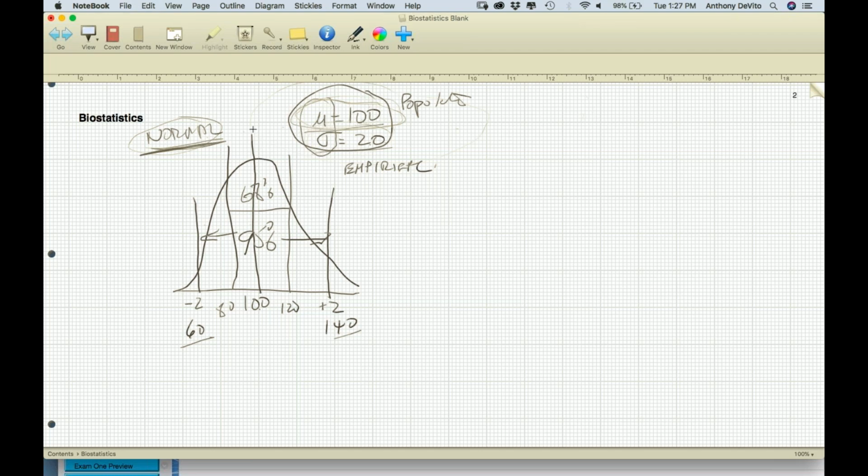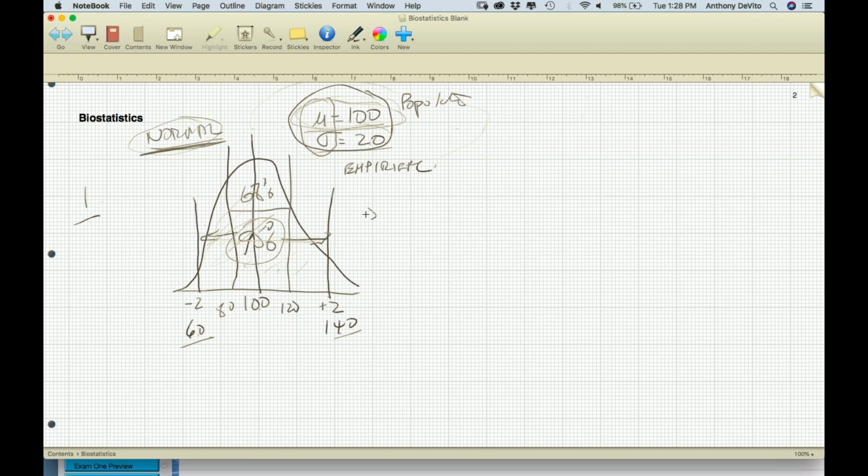You can look at this in 2 ways. You can look at this range as representing 95% of the people in this population. You could also look at this as a probability. If I were to randomly select one person from this population, there's a 95% chance that that person would be between 60 and 140. Makes sense, right? Because 95% of the people are in that range. If I just pick one person, 95% of the time I'm going to find that that person is between those two numbers.